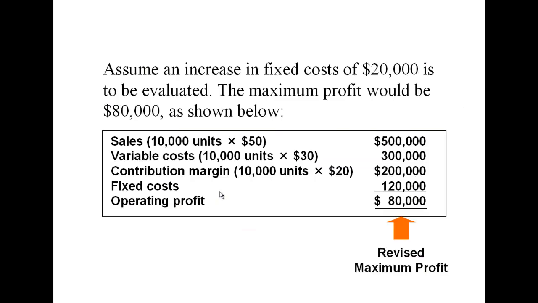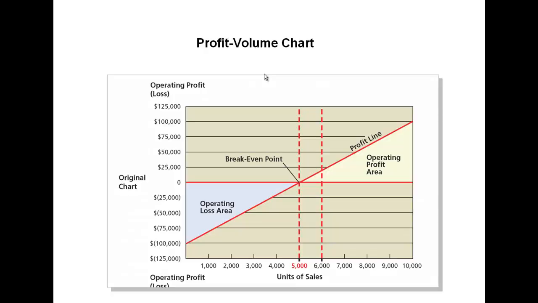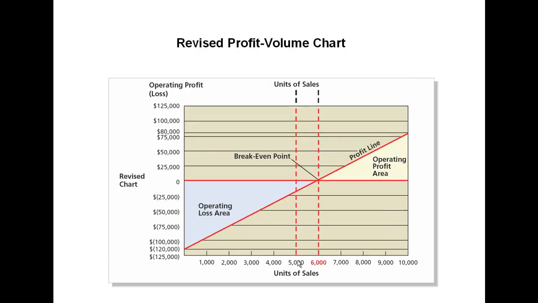Let's take a look at what it would look like if we had a revision to our maximum profit. If we had an increase in our fixed costs, it's going to move our break-even point from 5,000 to 6,000, as shown right here. It slid this line over to the right, so our break-even point is now a little bit further to the right.